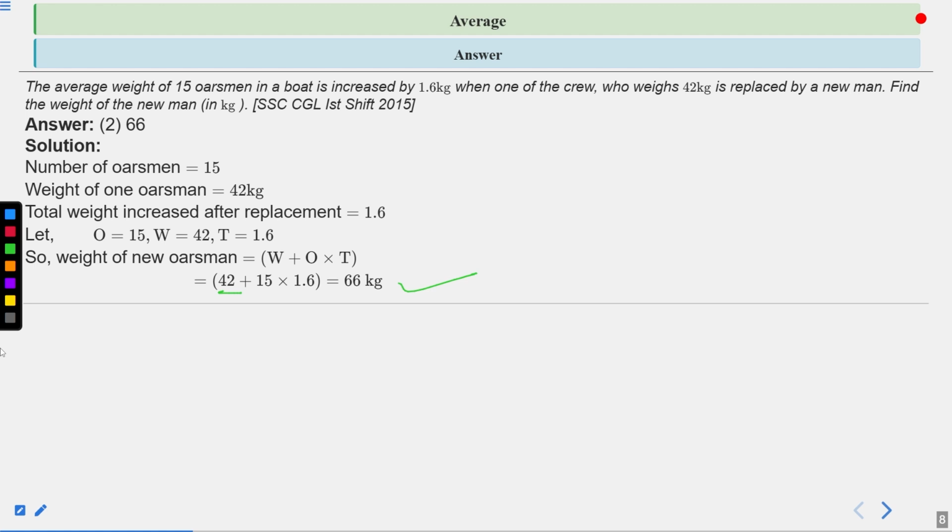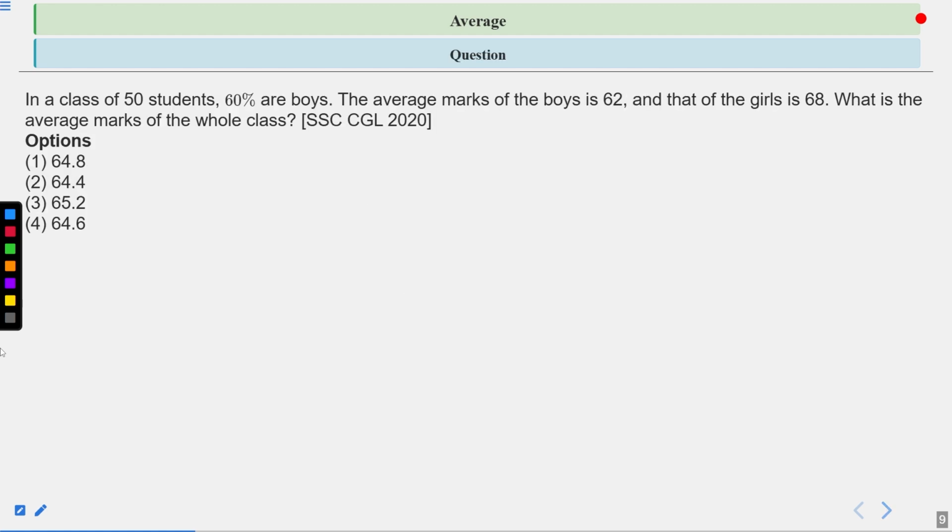Next one. In a class of 50 students, 60% are boys. The average mark of the boys is 62 and that of the girls is 68. What is the average mark of the whole class? This question was asked in the SSC CGL 2020 exam. There are four options. First is 64.8, second is 64.4, third is 65.2, and fourth is 64.6.